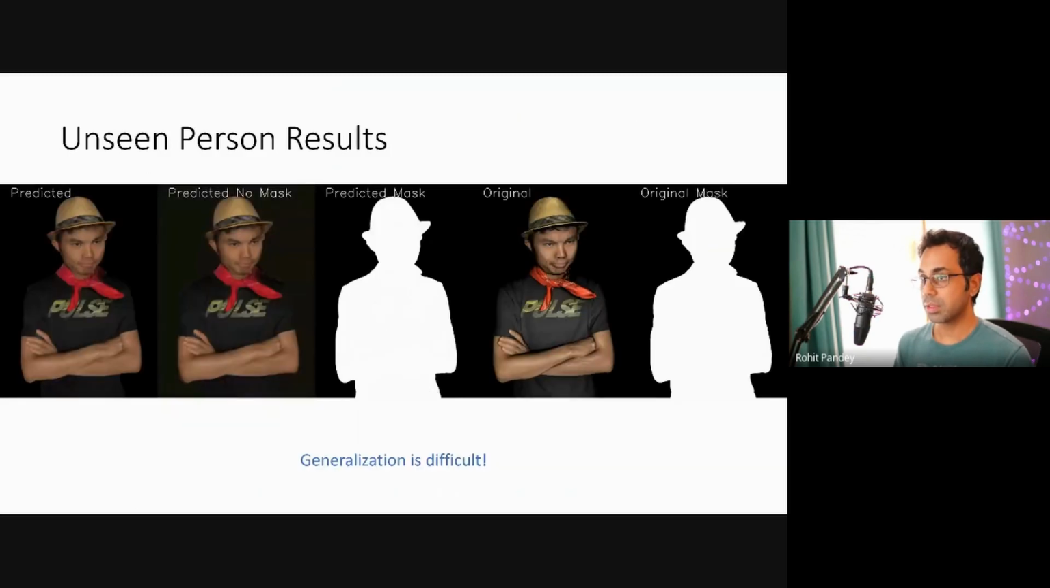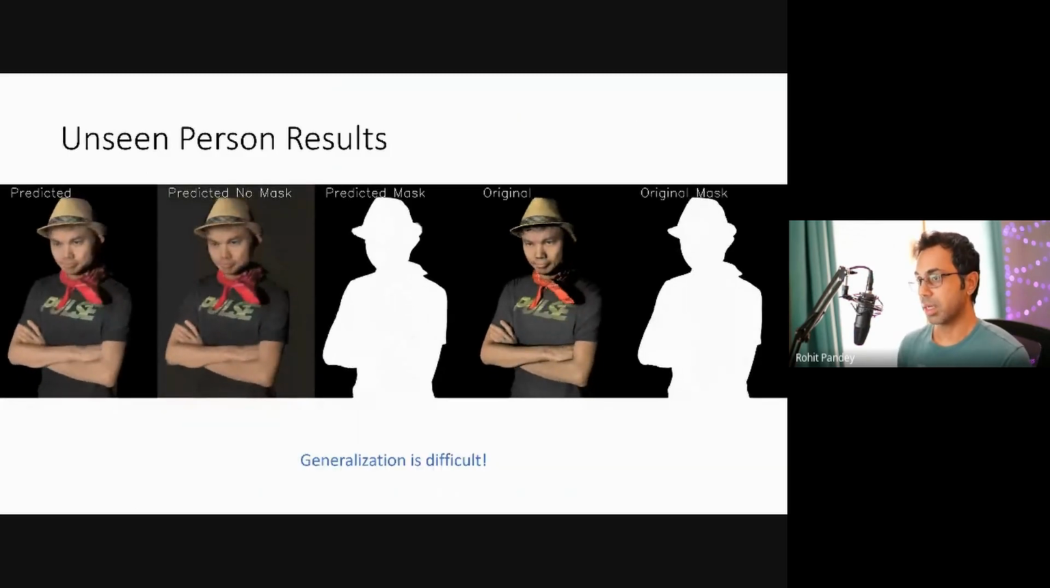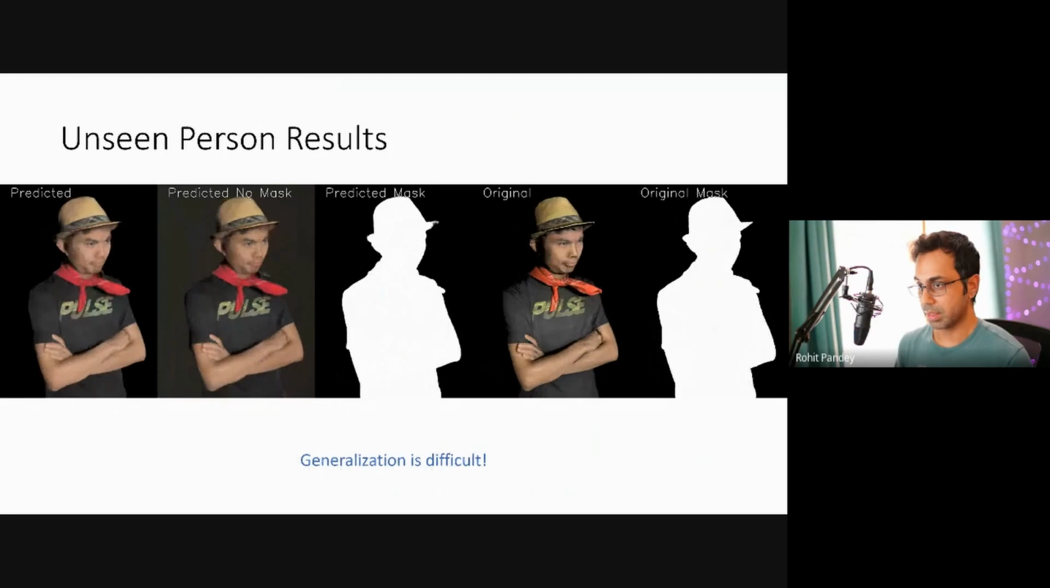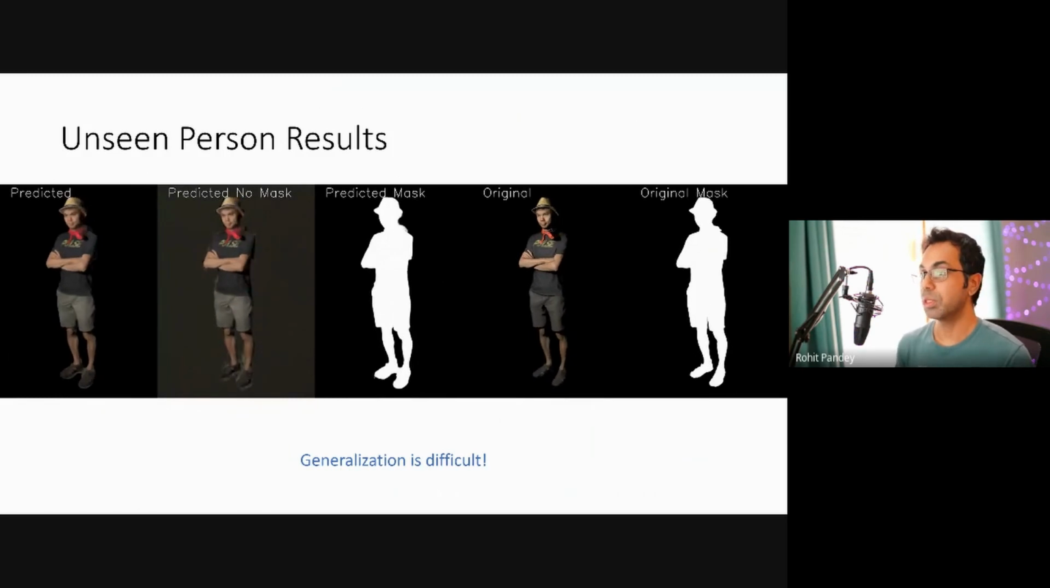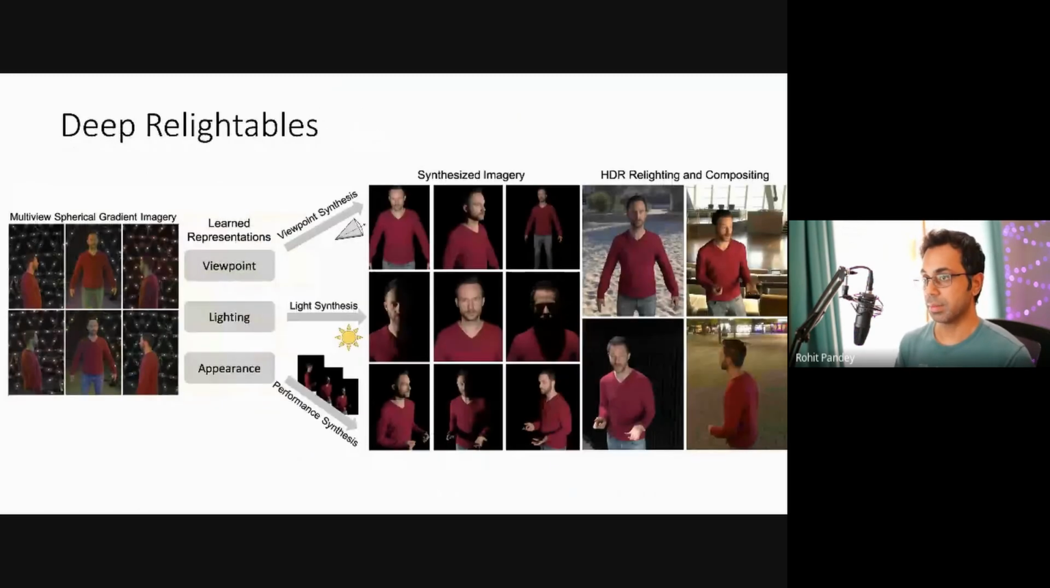However, when we moved to unseen people, we saw that an approach like Looking Good started falling apart very quickly, even when we had a larger data set. So generalization for such approaches, if you coupled them with relighting, turned out to be quite difficult. Now, coming to the crux of our work, the Deep Relightables. This is the approach that we wanted to design, which did everything that we wanted to capture and gave us better quality and generalization.